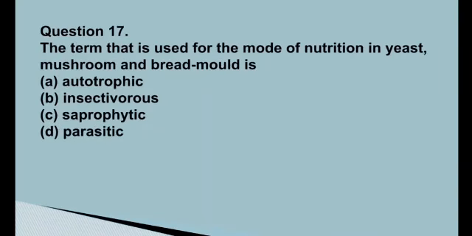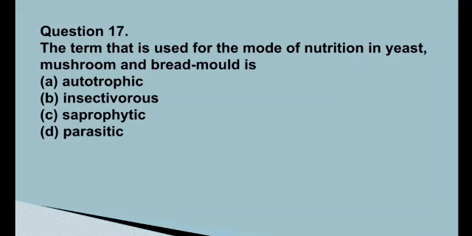Now we have question number 17. The term that is used for the mode of nutrition in yeast, mushroom and bread mold is known as what? Your options are option A autotrophic, option B insectivorous, option C saprophytic, and option D parasitic. So here the options are given and you need to pick out the correct answer.